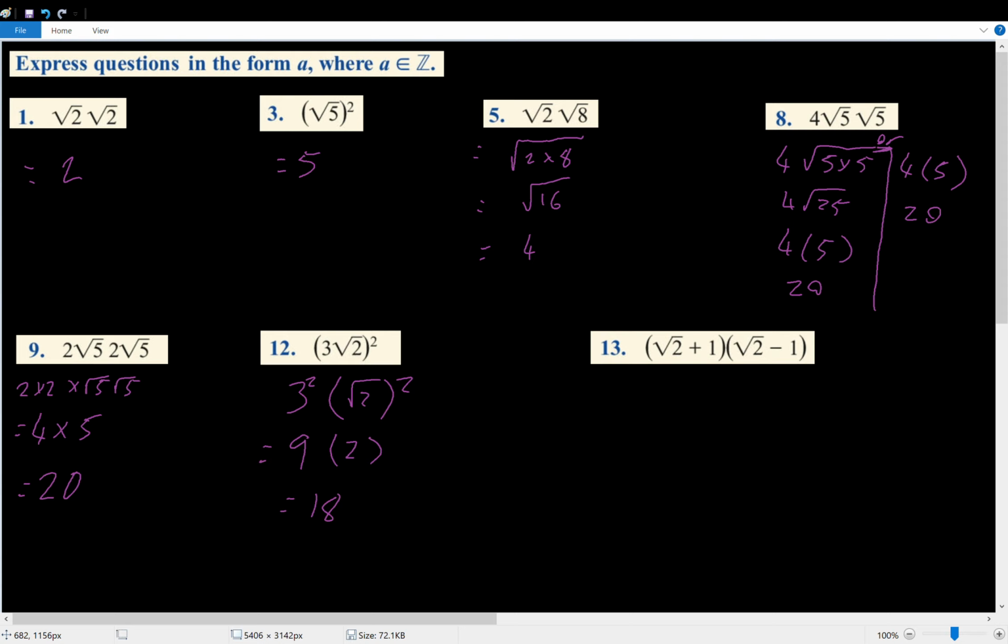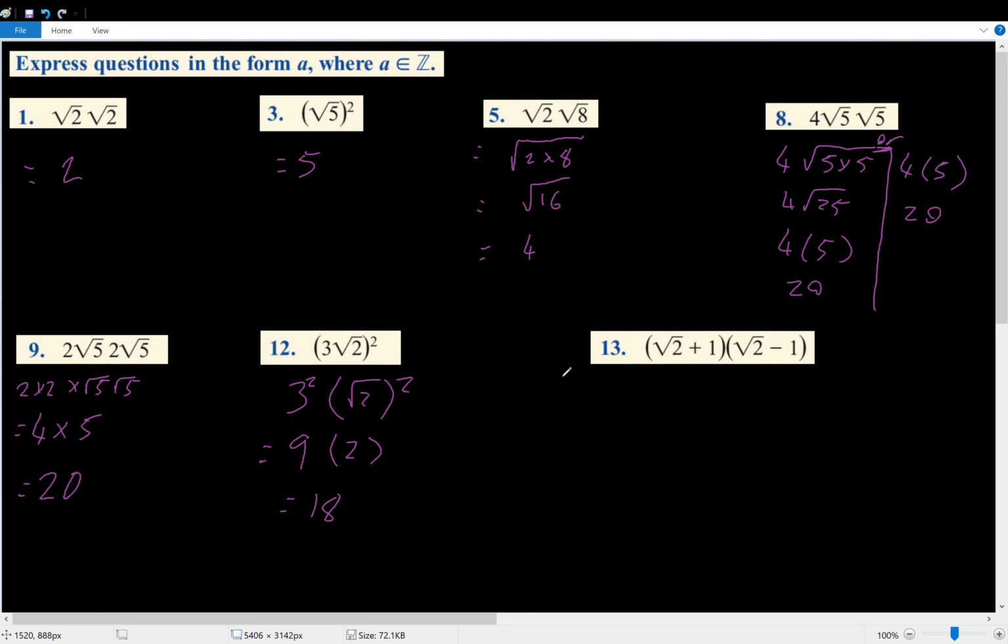And then for question 13, which looks more complicated than it actually is. We could expand the brackets out the way we would normally when we've got two brackets like this. So we've got root 2 times root 2, then root 2 times minus 1, then 1 by root 2, and 1 by minus 1. But what we actually have here is the factors of a difference of 2 squares, so we can jump straight to that. So let's try that approach first, and then we'll do it where we expand the brackets, and we'll see that they are going to be equal to each other.